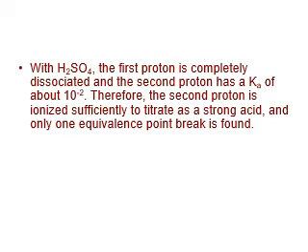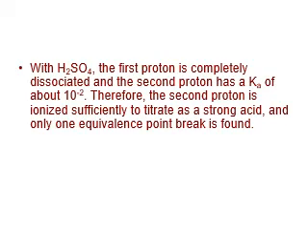Now we will talk about the titration curve of sulfuric acid, H2SO4. Sulfuric acid contains two hydrogens in its structure, two protons. The first proton is completely dissociated, 100% ionized. That is to say that it is a strong acid. The first proton of sulfuric acid is a strong proton, similar to the proton of hydrochloric acid, HCl. So sulfuric acid has two protons. The first one of the two is completely dissociated, so it is considered a strong proton.